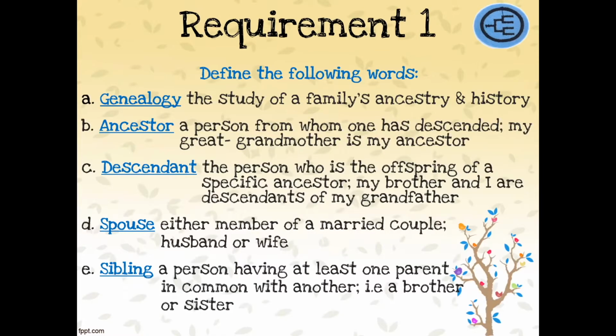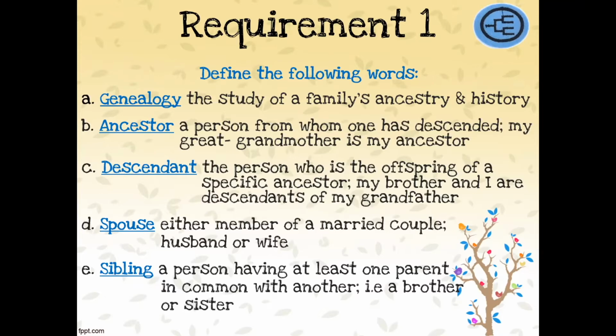So our first requirement says to define the following words, and Alex already gave us the first correct answer, genealogy. So genealogy is the study of a family's ancestry or history. An ancestor is a person who you descended from. So I am my great-grandmother's descendant, and she is my ancestor. A descendant is the person who is the offspring of that specific ancestor. So my brother and I are descendants of my grandfather.